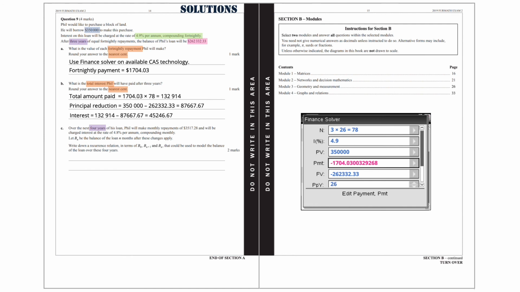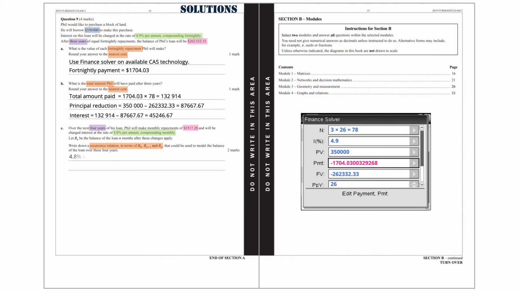Part C. Over the next 4 years of his loan, Phil will make monthly repayments of $3,517.28 and will be charged interest at the rate of 4.8% per annum compounding monthly. Let Bn be the balance of the loan in dollars n months after these changes apply. The question is asking to write down a recurrence relation in terms of B0, Bn plus 1, and Bn that could be used to model the balance of the loan over these 4 years.